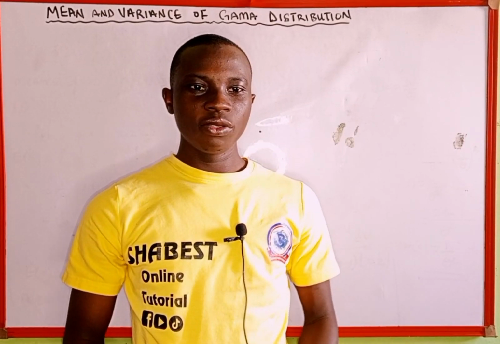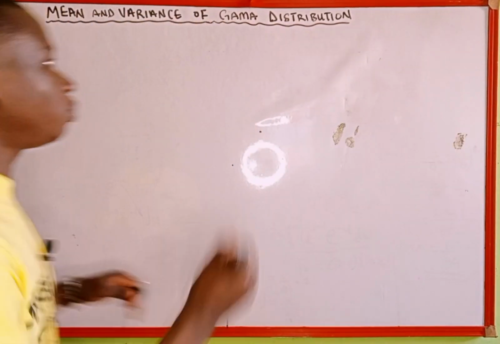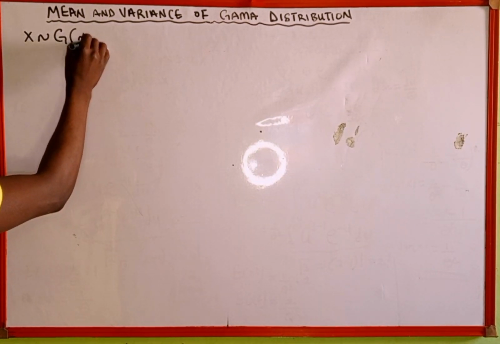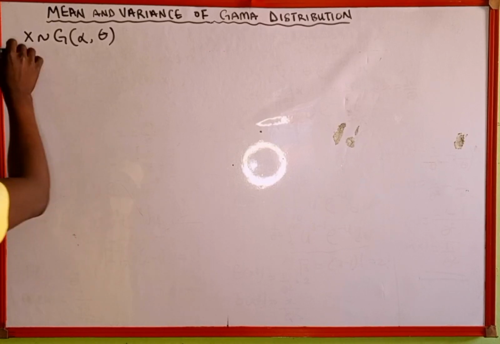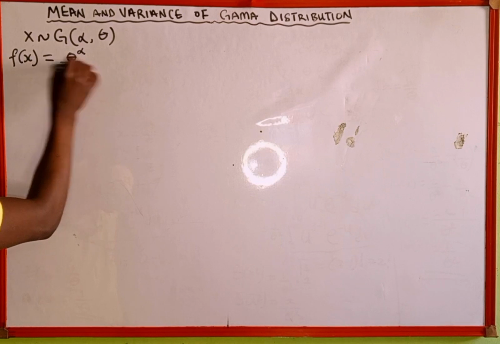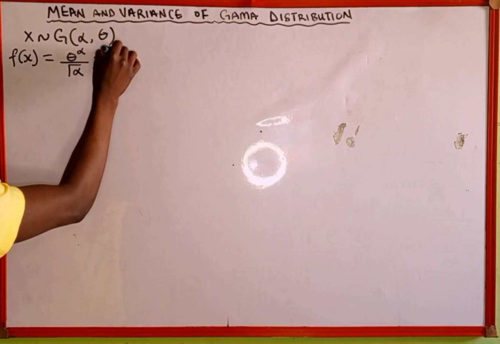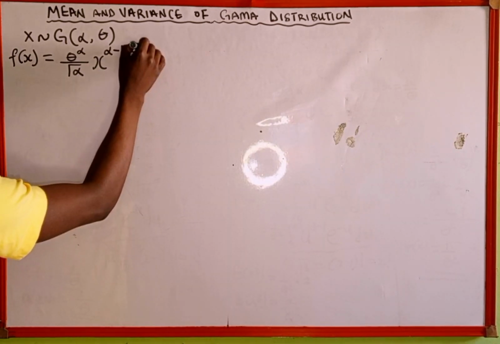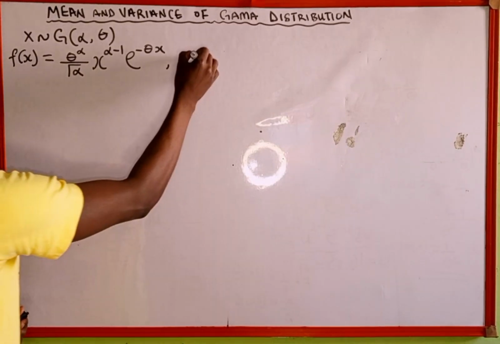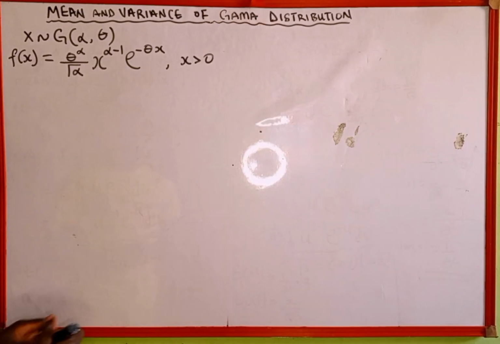In today's tutorial, we're going to learn how to find the mean and the variance of a gamma distribution. For the gamma distribution, X is distributed gamma with parameters alpha, theta, and f of x, which is the function, is given as theta raised to the power of alpha over gamma of alpha, multiplied by x to the power of alpha minus 1, then exponential raised to the power of minus theta x, for x greater than 0. That means the limit of x is from 0 to positive infinity.